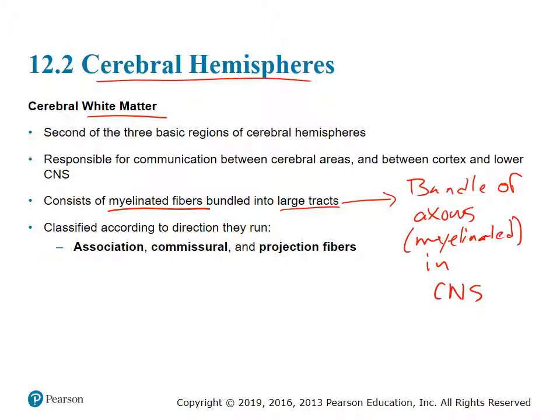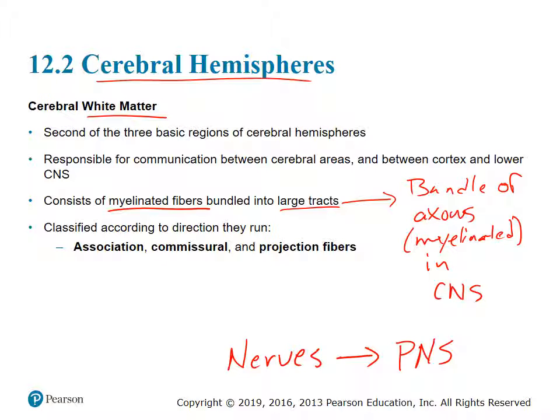So what happens if you have bundles of axons that are myelinated in the PNS? What would you call those? You would call those nerves. There's the two paired terms, right? Does that make sense, right? You would call those nerves, but inside the CNS, brain and spinal cord, you call those tracts, okay?